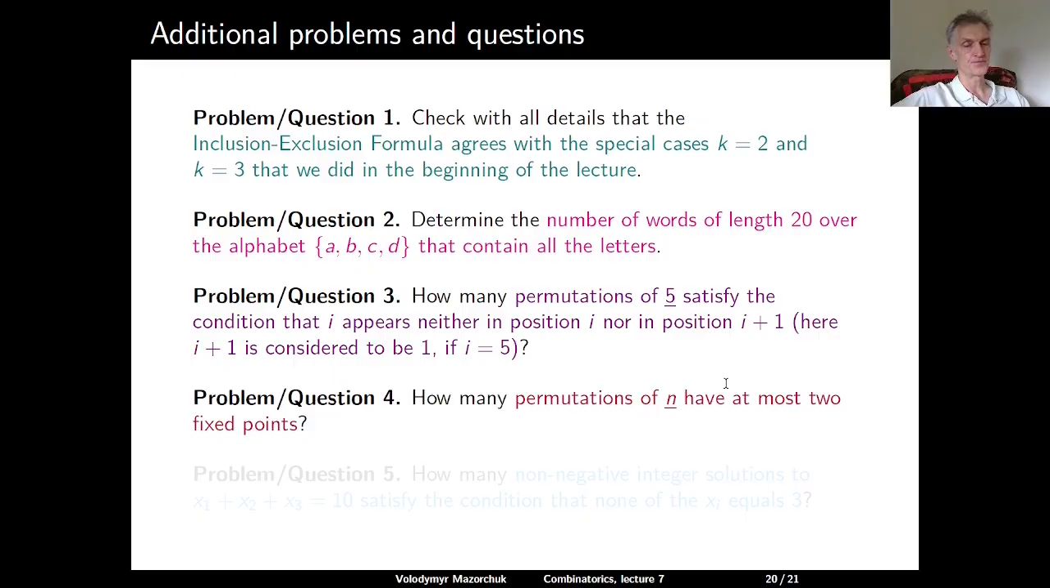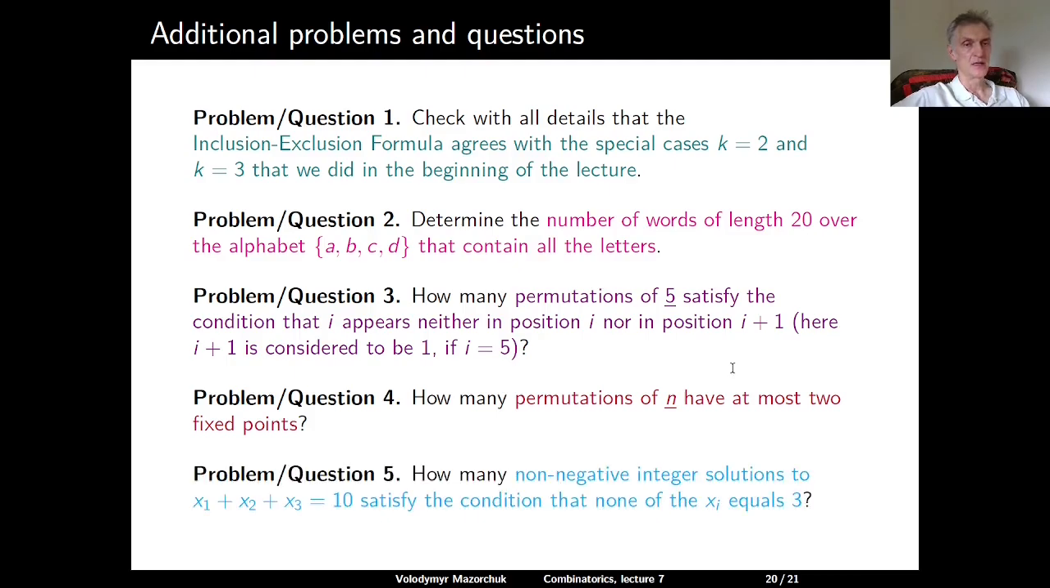Problem question 4. How many permutations of n underlined have at most 2 fixed points? And problem question 5. How many non-negative integer solutions to the equation x1 plus x2 plus x3 is equal to 10 satisfy the conditions that none of the x_i's equals 3?